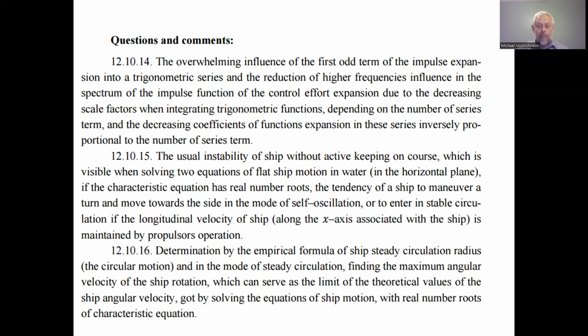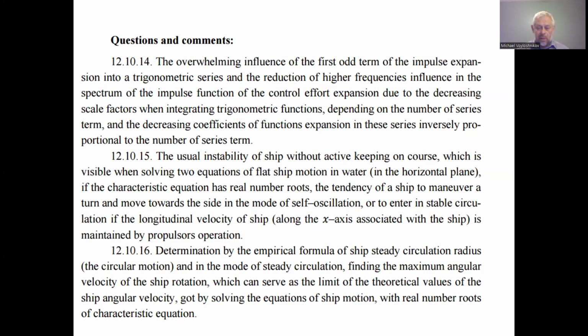This is due to the decreasing scale factors when integrating trigonometric functions, depending on the number of the series term, and the decreasing coefficients of the function expansion in the series, inversely proportional to the number of the series term. These proportions and these factors of reducing the shape of the periodic control action are due to the reduced influence of high frequencies in the spectrum of the impulse function of the control effort expansion.